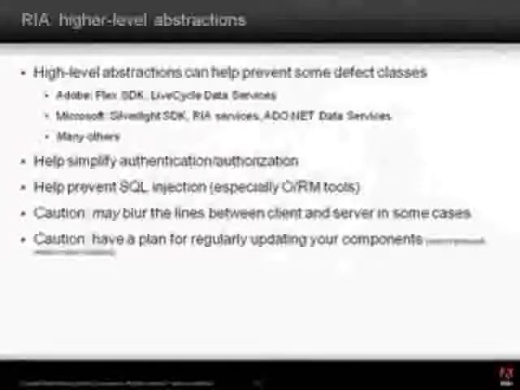Another thing I want to talk about a little bit is some of the higher level abstractions that are happening alongside all this RIA stuff. There are a lot of different frameworks coming out, and I think the jury's still out on exactly what the world is going to look like once these get adopted, or how well they get adopted.